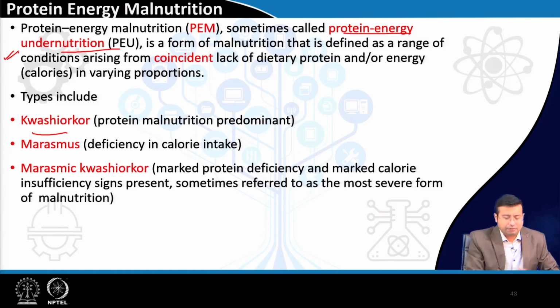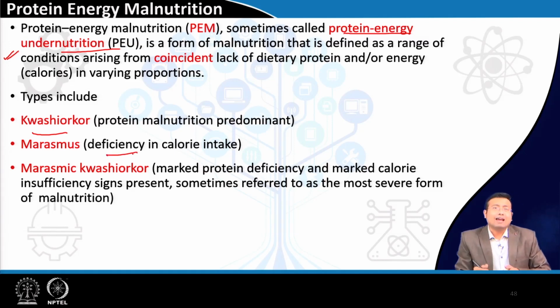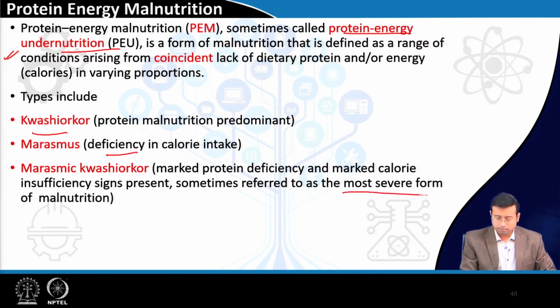Marasmus, specifically calorie intake is deficient. And what is marasmic kwashiorkor? Both protein and calorie are simultaneously deficient. It is the most severe form of malnutrition.